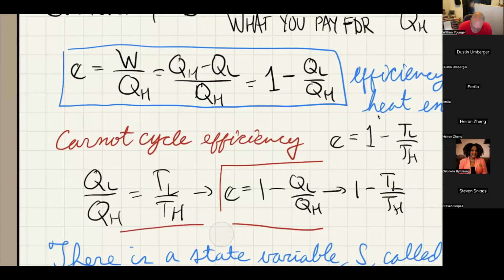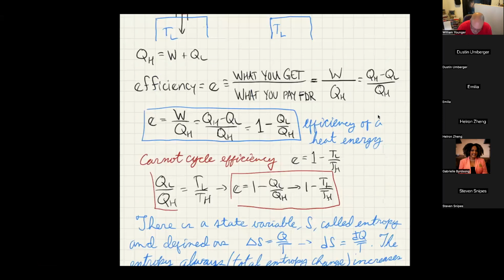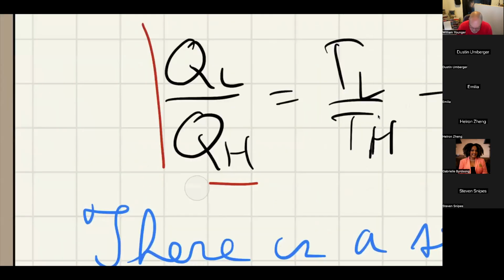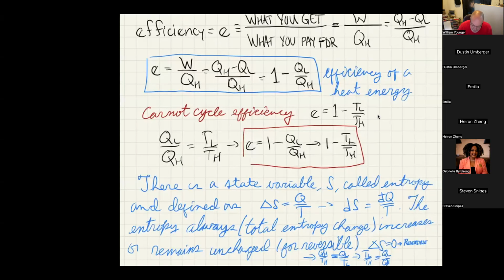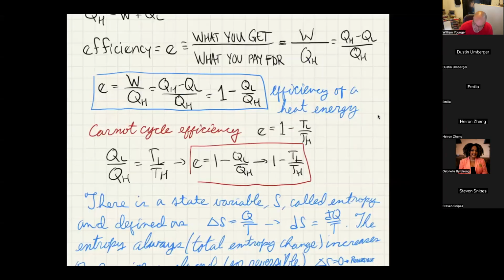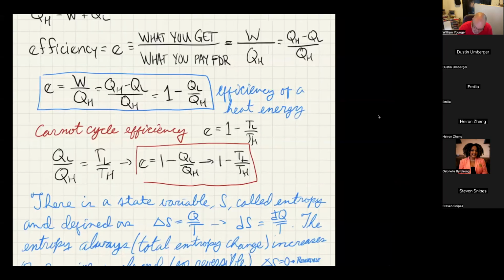Let me get rid of this part. Get rid of this, get rid of this. That's good. Get back to my blue like that. Okay. So this is the Carnot efficiency. So I really should label it as such. I'm going to say Carnot.